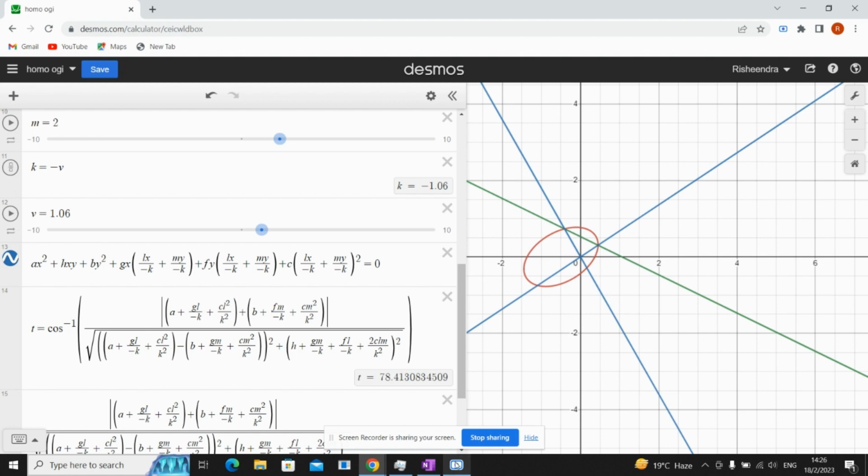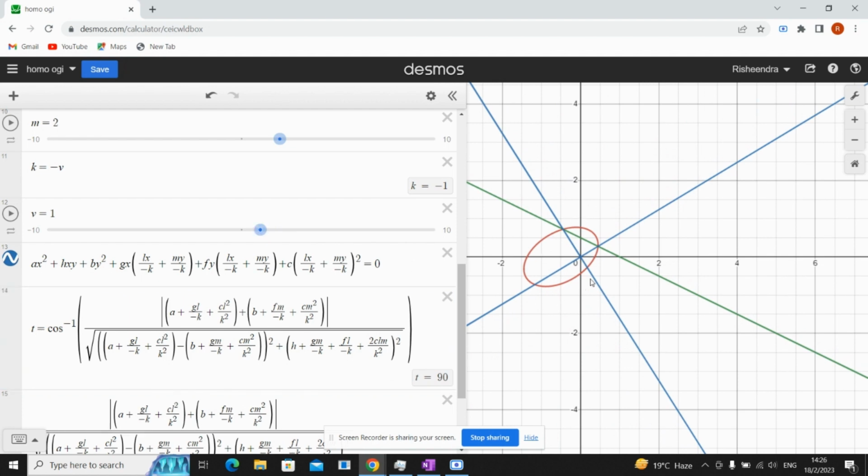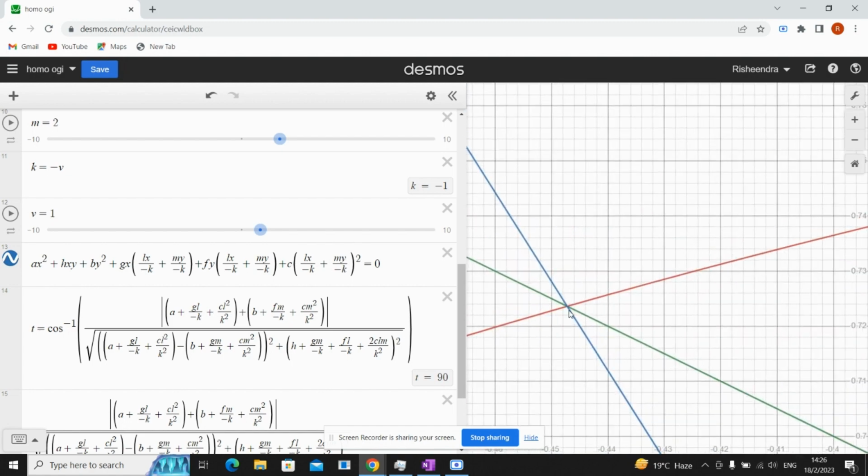We solved it. Look how beautiful these graphs look. See, however you look at it, these three, the curve, the pair of straight lines, and the line intersecting these two are concurrent. This is the magic of math.